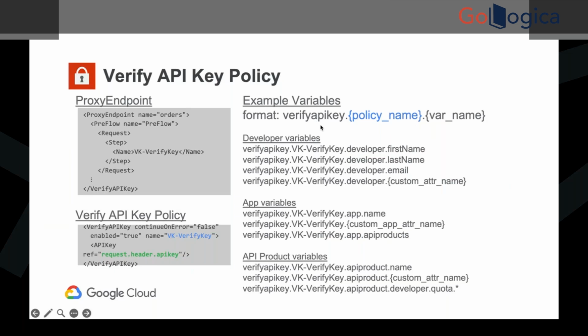For example, for developer variables, it will have verifyapikey dot, and as you can see in the blue color, the name will be the policy name. So verifyapikey.vk (the verify key policy name).developer.firstname, developer.lastname, email, or custom attributes. The same for app. Similar things will be set for app and API product also. All these things will be automatically set. You will be able to see that in the trace. When we do the lab, the next lab will be verify API key, and at that time we will see this.